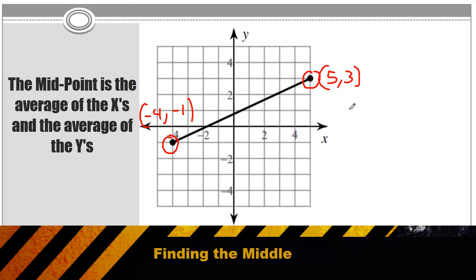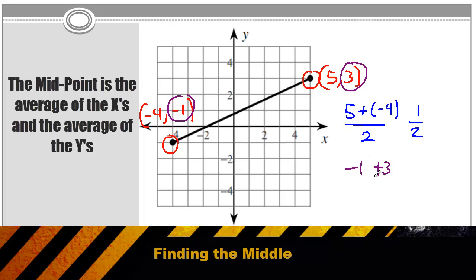To find the average of my x points, I'm going to add them together and then divide by 2. So I get 1 over 2. Same thing for my y point. Add my 2 y points together and then divide by 2. So I have negative 1 plus 3, divide that by 2, and I get 2 over 2, which is 1. And that's the midpoint of my line.